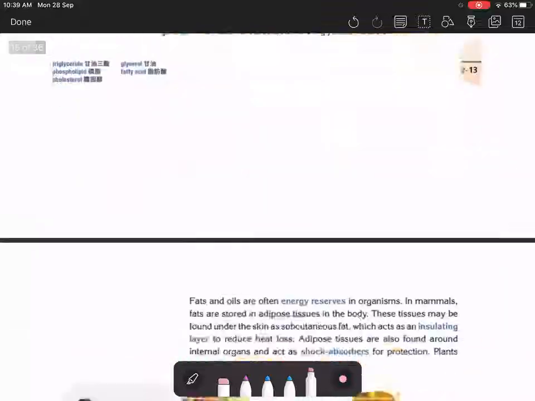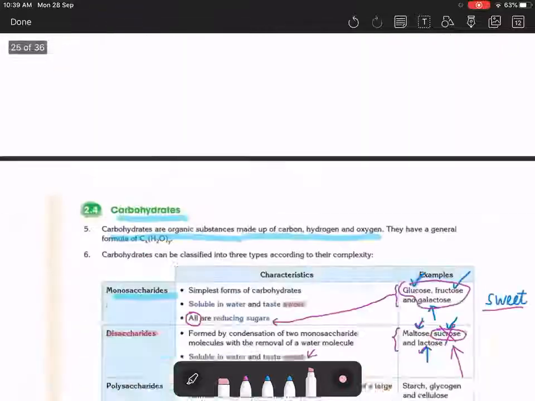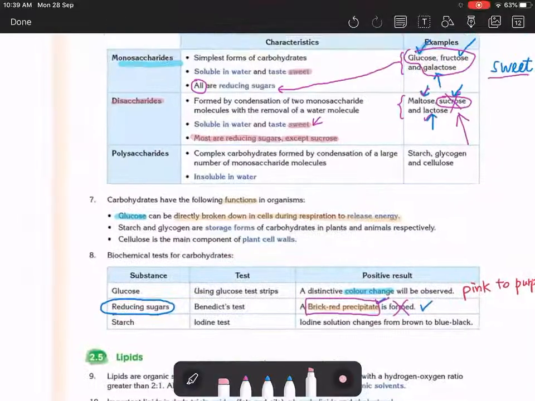Let's go to page 24 and highlight the important part first. For polysaccharides, the 3 examples are starch, glycogen, cellulose. And they are complex. Again, the bigger molecule is formed by condensation of a large number of glucose. They are all formed from glucose. And they are insoluble in water. Insoluble. I'll show you that they are insoluble.